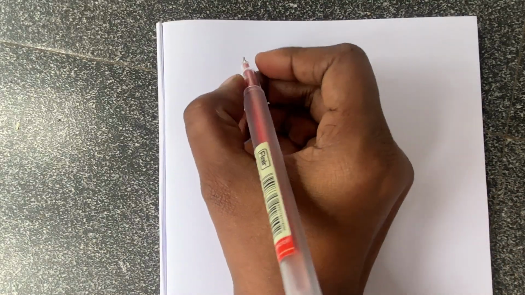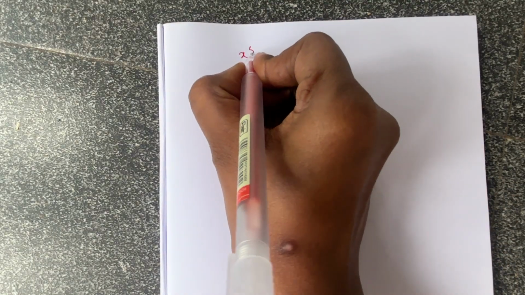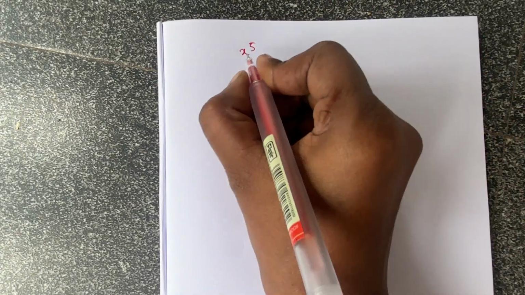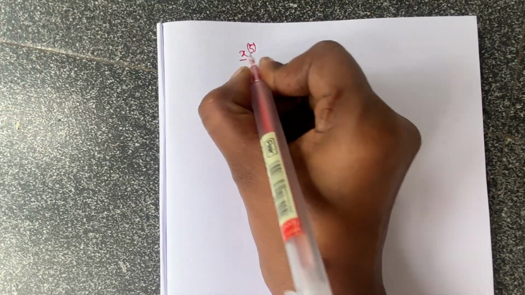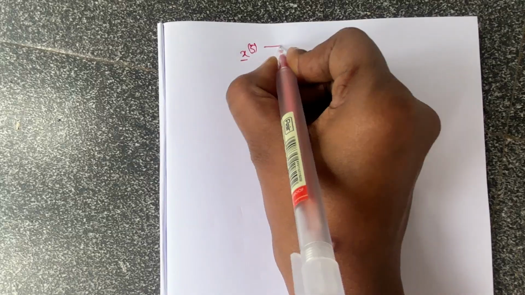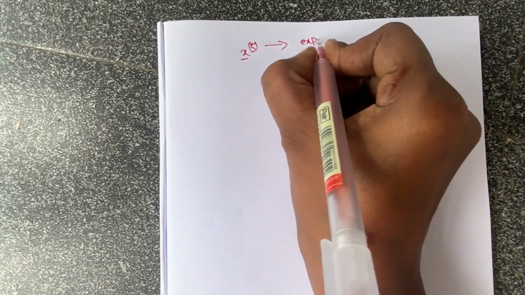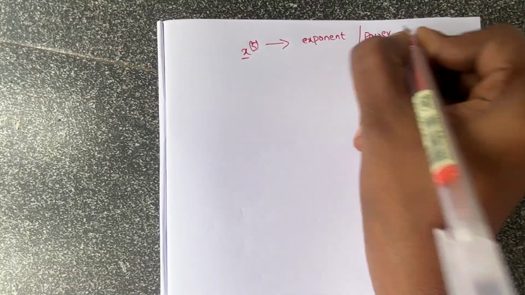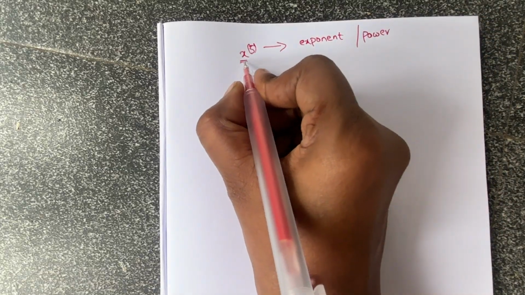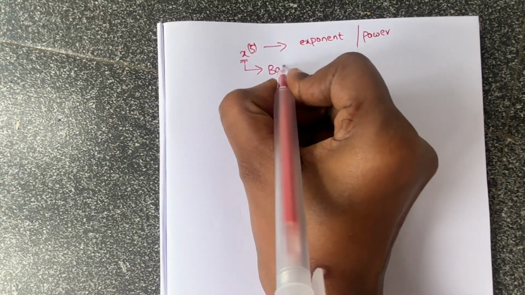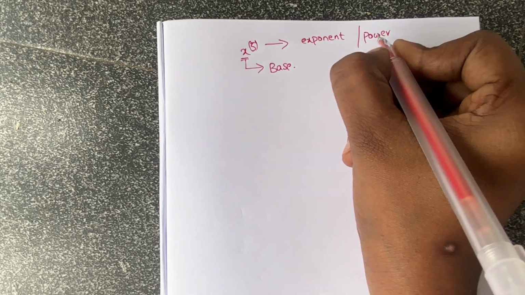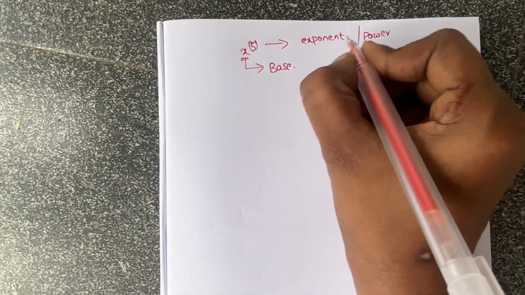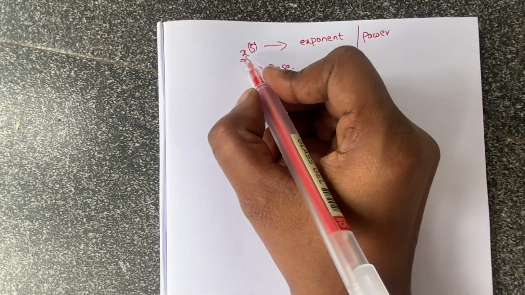And before that, let us understand the definition of exponent or power. This power value we can also call exponent or power, both are the same, we can call it either way, and this x we call the base. So the exponent tells us how many times the same number gets multiplied by itself.